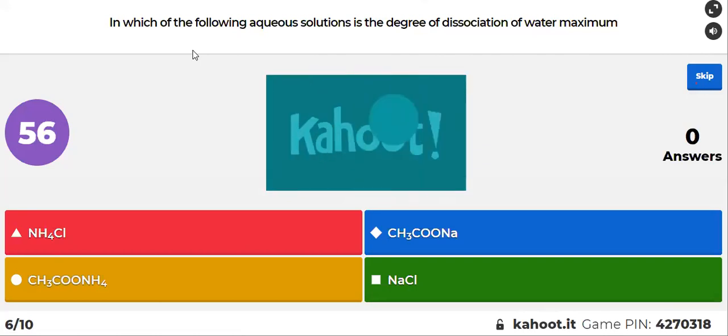In which of the following aqueous solutions is the degree of dissociation of water maximum? Tell me. Degree of dissociation of water maximum. Think about it. Conceptual problem. Think about it, everyone.